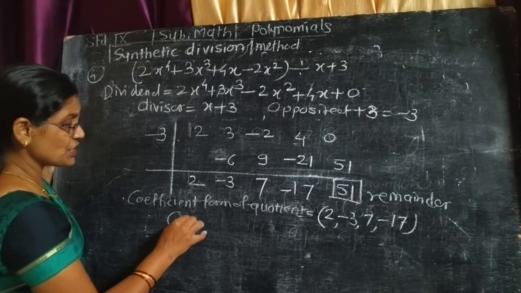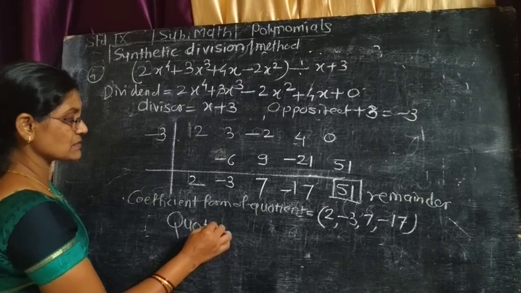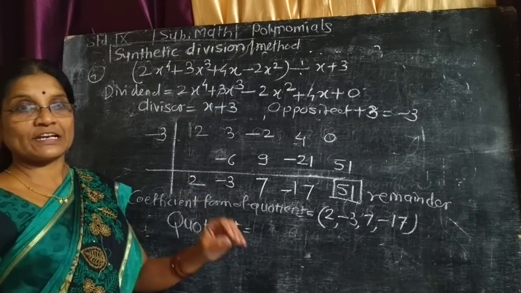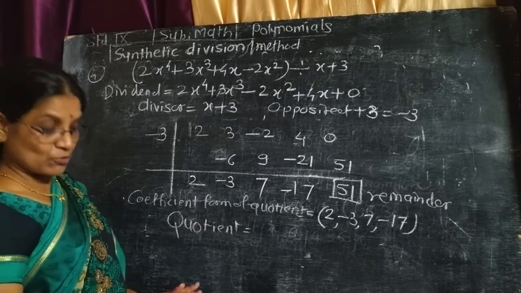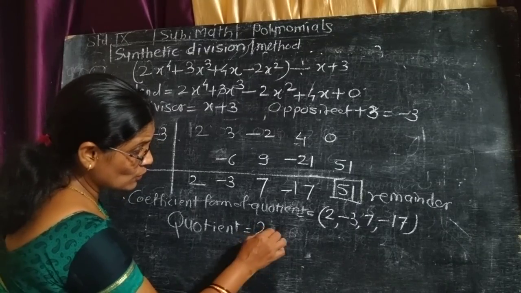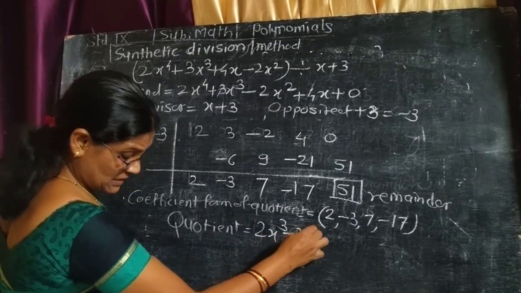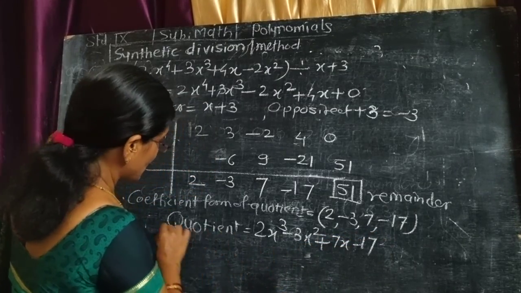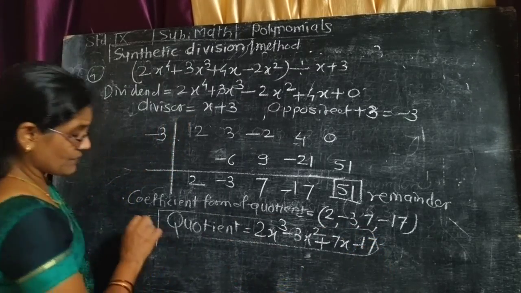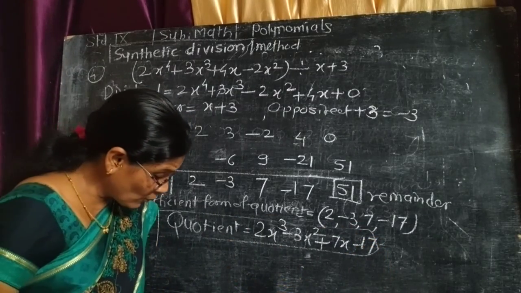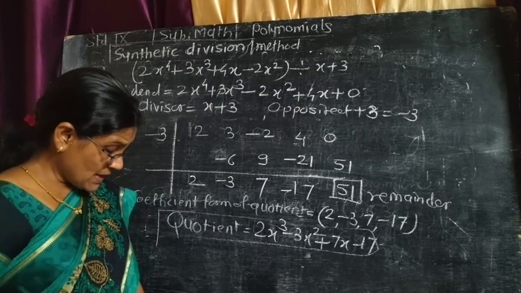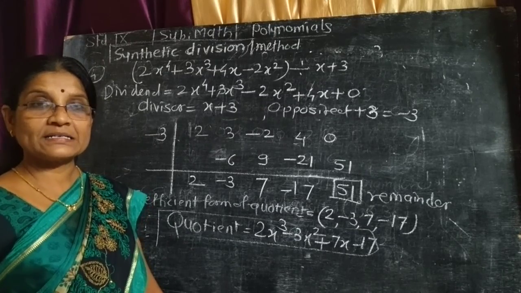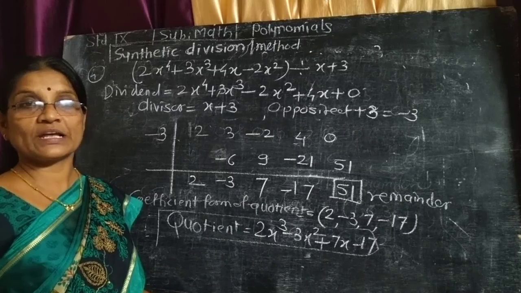Now we write down that quotient using the variable x. There are 4 coefficients, means 4 minus 1 is 3, means highest power of that quotient is 3. Means we can write down 2x cube minus 3x square plus 7x minus 17, and this is the quotient, and this is example number 4. Now we could solve the next two examples, but for this current year they are reduced, or you can practice the same examples with the help of these 4 examples.